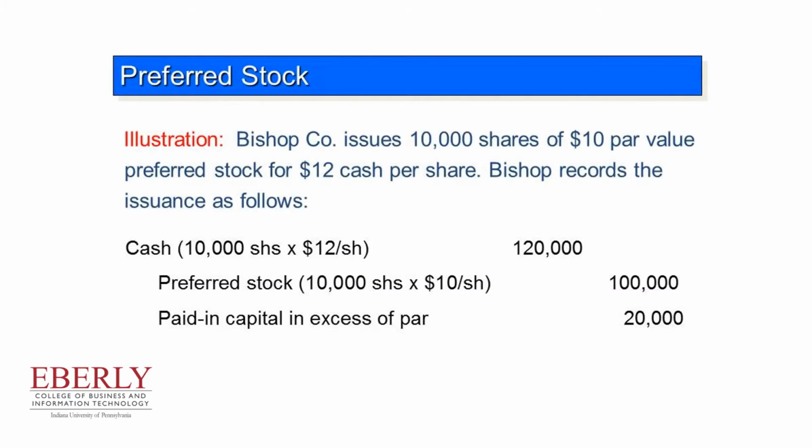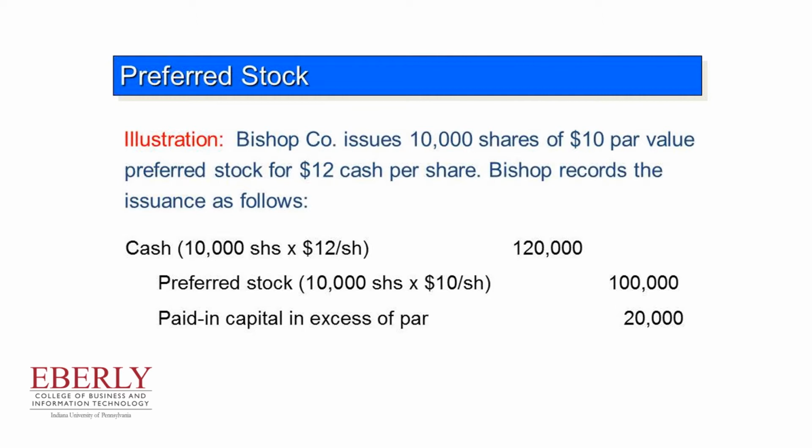So the beautiful thing about preferred stock is that the accounting, the journal entries, and so on that we record for preferred stock are identical to everything that you learned for common stock. Same exact journal entries. So let's look at some of the features of preferred stock in terms of recording it. Take this example. Bishop Company issues 10,000 shares of $10 par value preferred stock for $12 cash per share. So Bishop is going to record the issuance of the preferred stock as follows.